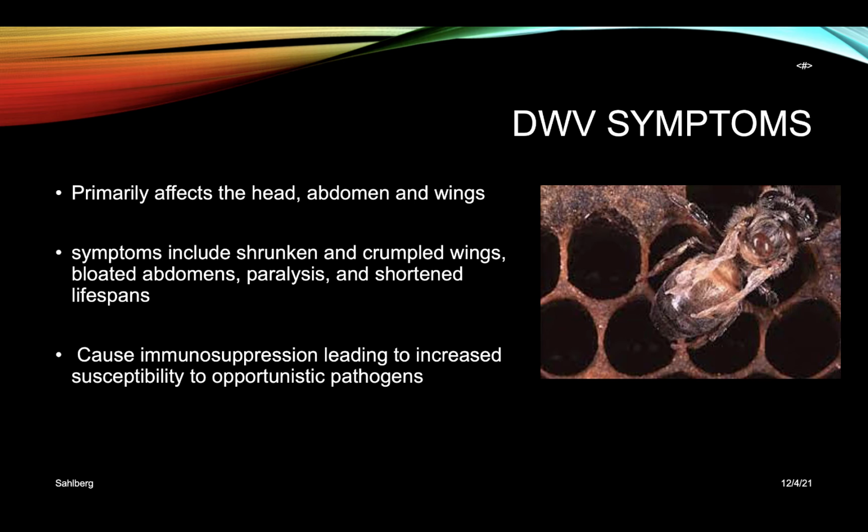DWV affects primarily the heads, abdomen, and wings of infected bees. This can lead to morphological deformities such as shrunken and deformed wings, which is what the virus is named after, but also leads to additional symptoms such as shortened and rounded abdomens, paralysis of the legs and wings, and impaired cognitive functions. Furthermore, particularly in the presence of infected Varroa mites, DWV can result in the immunosuppression of infected bees, which increases the bee's susceptibility to other opportunistic pathogens.